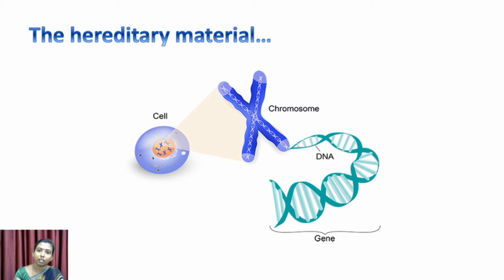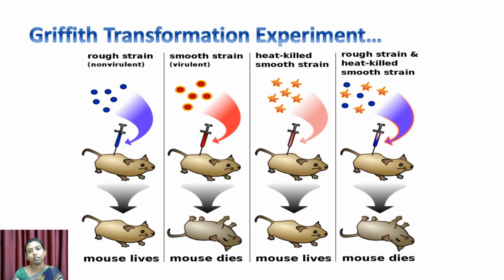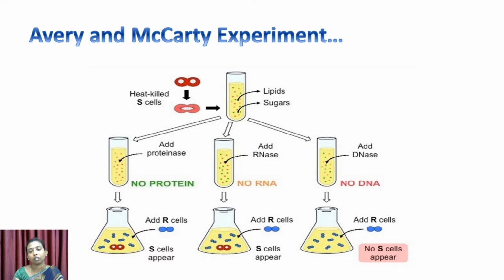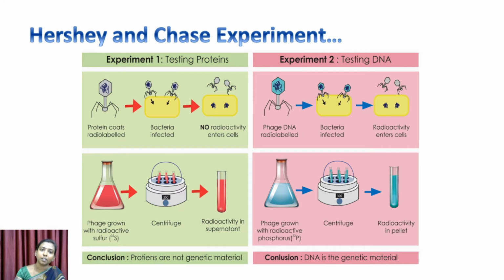This was suggested by the Griffith experiment, but it was not widely accepted. Further, the hereditary material was isolated by the experiment conducted by Avery and McCarty, but this was also not well published. And the final experiment is the one conducted by Alfred Hershey and Martha Chase, and this is the only experiment which confirmed DNA as a genetic material.